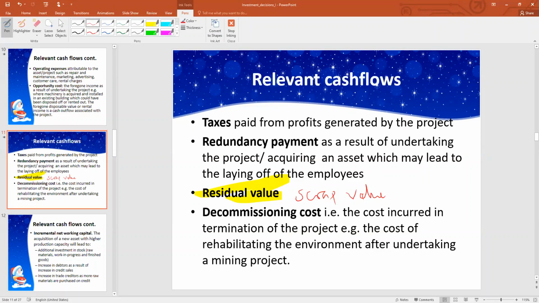Then you have the cost of decommissioning. Excuse me, sir. Yeah, sure. Kindly repeat on the residual value. You are breaking. I didn't get it.